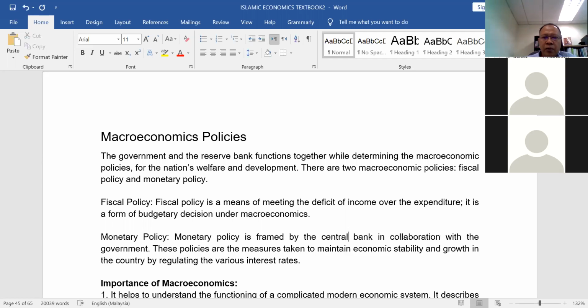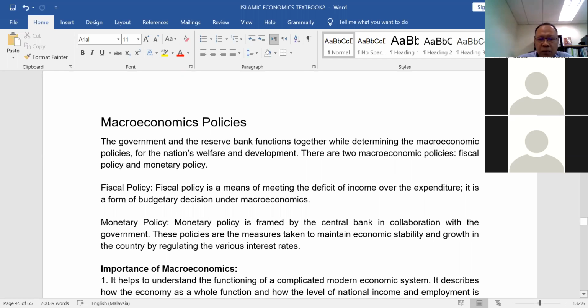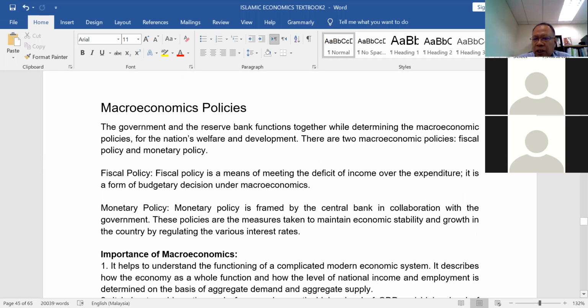In Malaysia we have Bank Negara Malaysia in collaboration with the government. So these policies are measures taken to maintain economic stability and growth in the country by regulating various interest rates. So this is a conventional monetary policy, and of course, like we discussed before, Islamic monetary policy. In Islam, interest or riba is forbidden. So interest or riba cannot be used as a tool in the Islamic monetary policy.